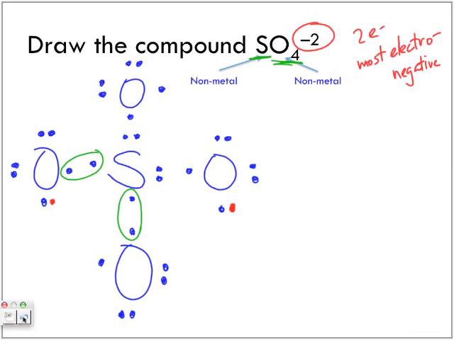Now I'm stuck. If I look at this, I've taken the bonding sites away. I bonded up with the bonding sites of sulfur, and now I have nothing left. Do not, and I repeat, do not start to bond the oxygen's bonding sites with one another. They will still bond with sulfur. Sulfur is one of those exceptions to the rule.